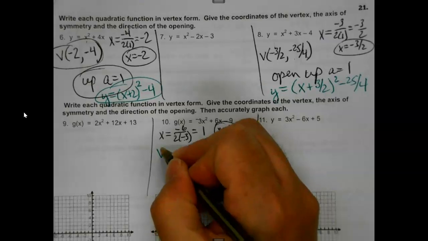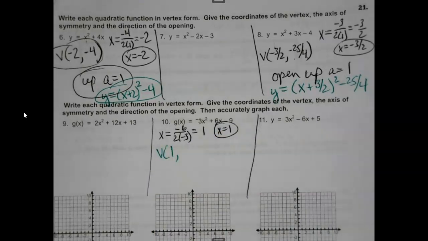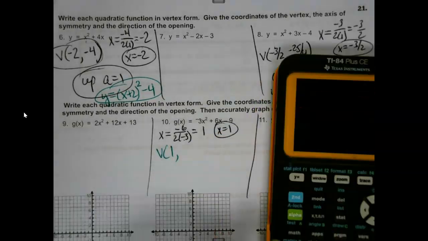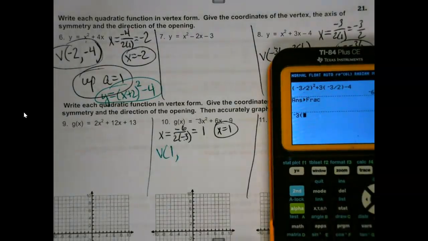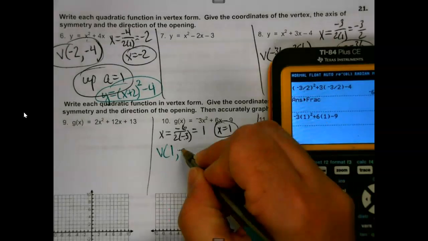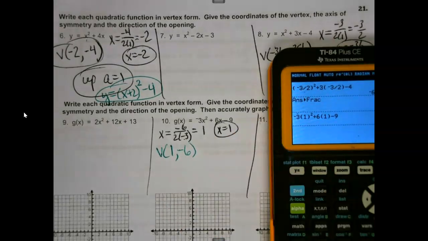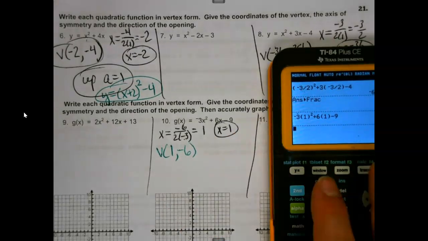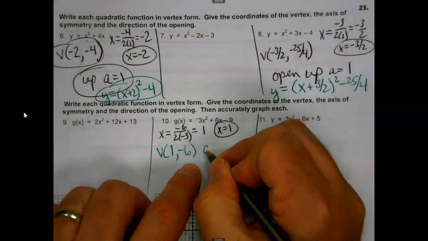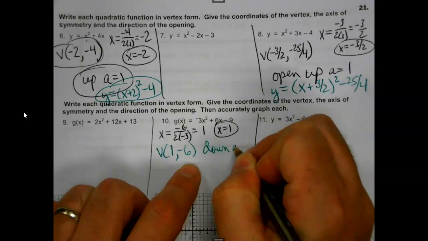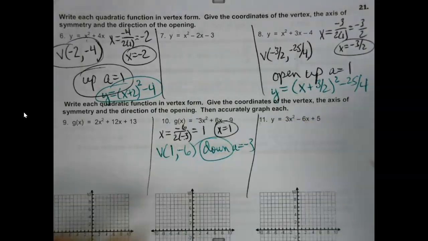Plug the 1 back in, whether it's using the graphing function or just, again, maybe just using your brain on this one. I don't know. I mean, it depends on how comfortable you are with some of this. So I've got my 1, negative 6. I've got my vertex. My a value is negative 3. So we're heading down.